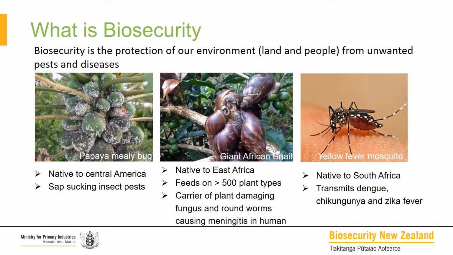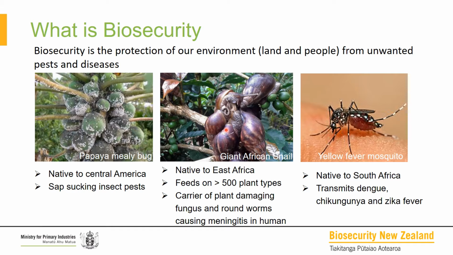Here you can see a papaya fruit infested. I hope you can see something like a white substance. These are live insects named papaya mealybug. And this is native to Central America and accidentally introduced to other countries by trade in plant material.